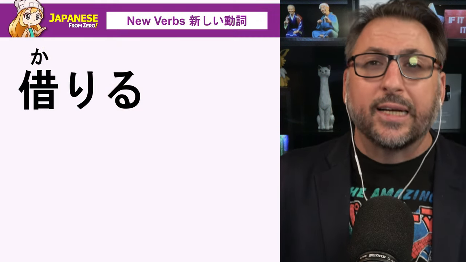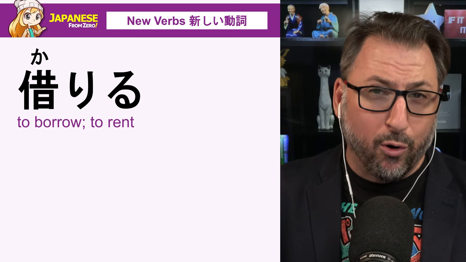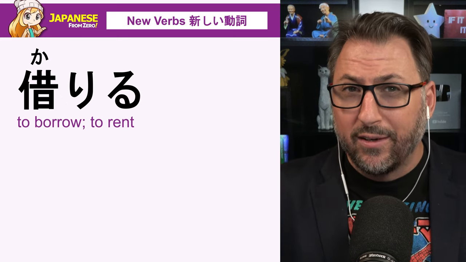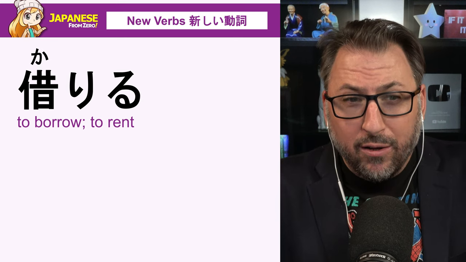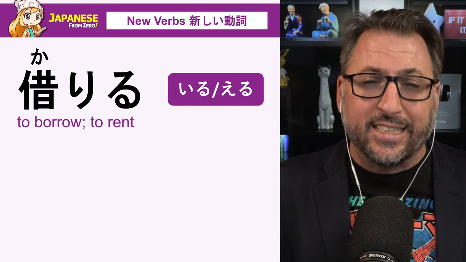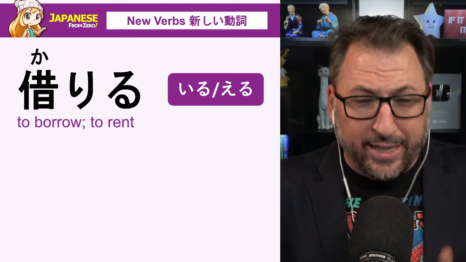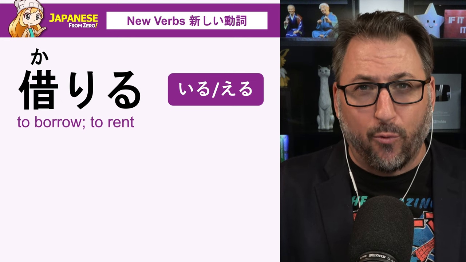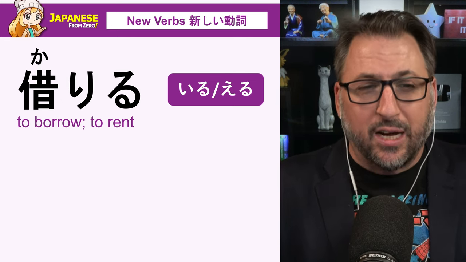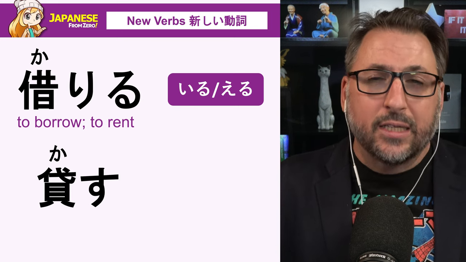First verb is kariru. Kariru means to borrow or to rent. Like you can rent a house or a car, or you can borrow money or a book. And it is an iru eru verb, which just means we drop the ru at the end in order to make its verb forms. For example, karimasu, I will borrow. Karimashita, I borrowed.